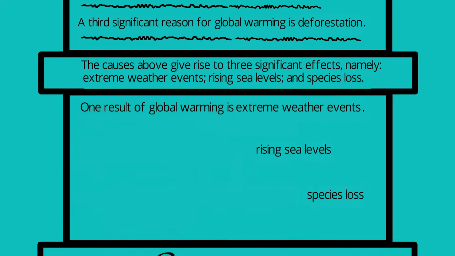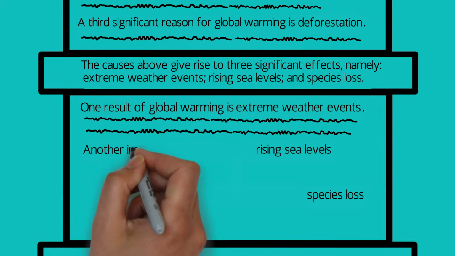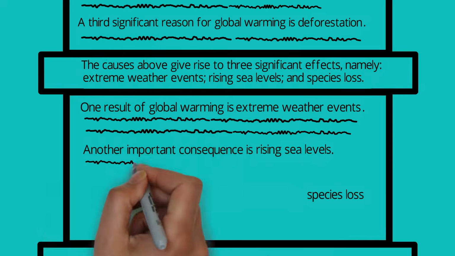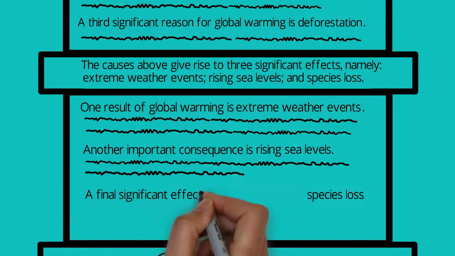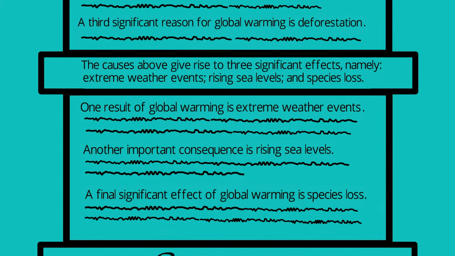So one result of global warming is extreme weather events, and then my supporting ideas. Another important consequence is rising sea levels, followed by supporting ideas. A final significant effect of global warming is species loss, followed again by supporting ideas, such as the examples polar bear, Arctic fox, and so on. So that's block structure for a cause and effect essay.